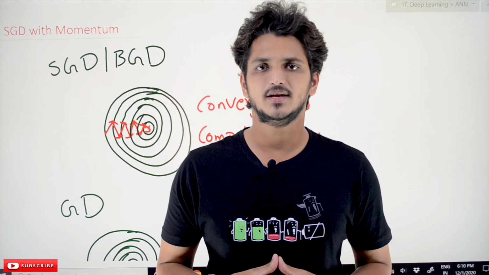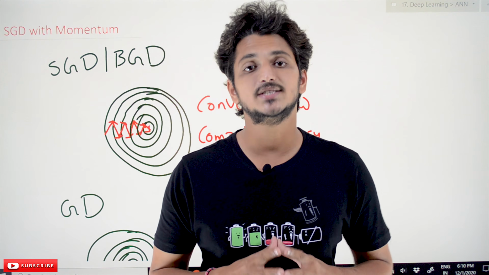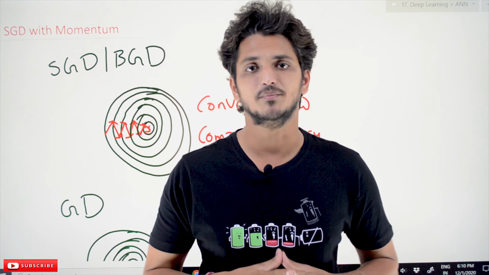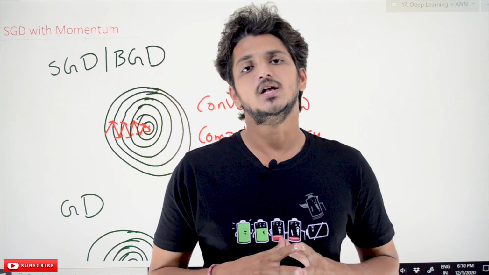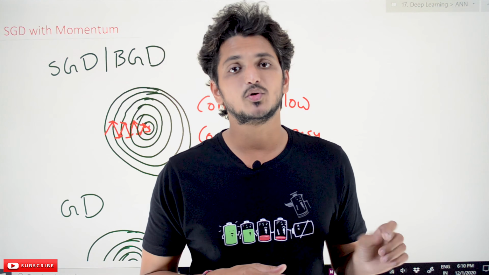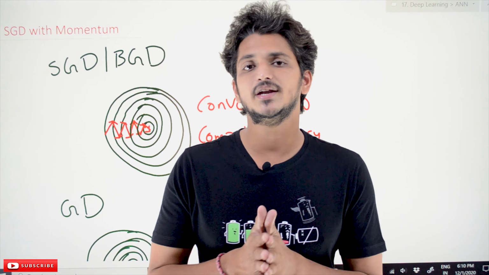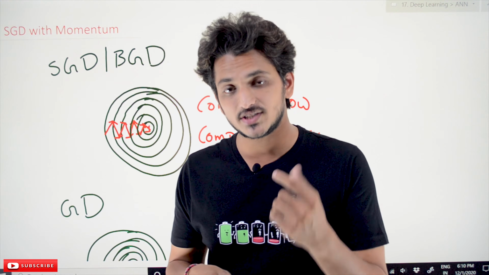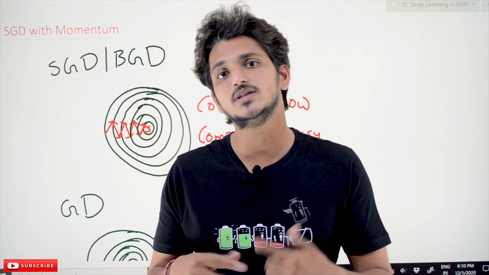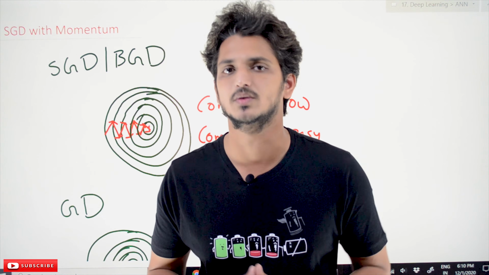I am Raghuveer. In this class, we will discuss stochastic gradient descent with momentum. It's an optimizer technique. In our last class, we discussed the problem with stochastic gradient descent. Stochastic gradient descent with momentum gives us a solution to overcome that problem.